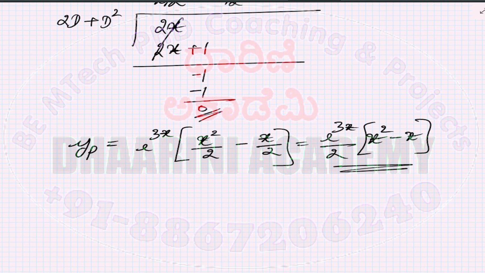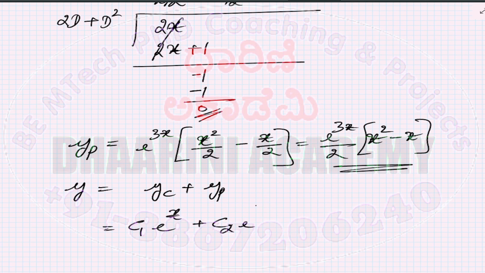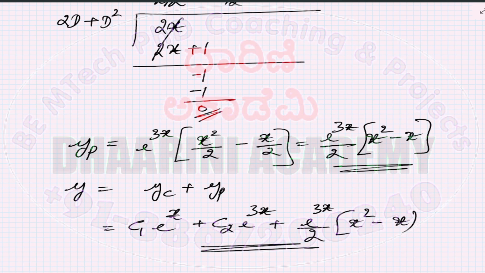So in the final step, our intention is to write y that is equal to the sum of yc plus yp. So yc is c1 e to the power x plus c2 e to the power 3x, plus another e to the 3x by 2 into x square minus x is the final answer.